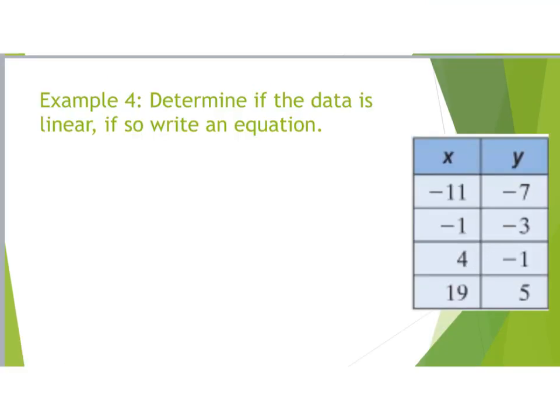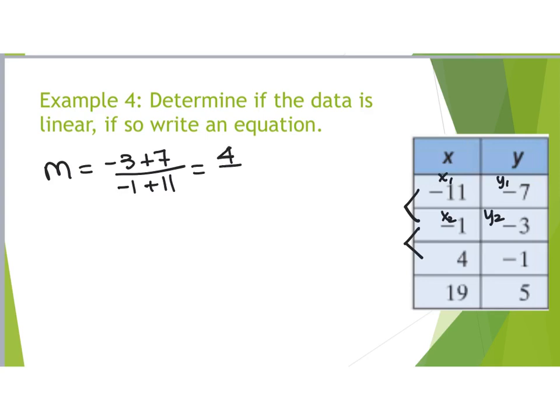And for our last example, I'm again going to pick my first 2 points and then my second consecutive set. It says determine if the data is linear. If so, write an equation. So for my first slope, I have x1, y1, x2, y2. Here I have negative 3 minus a negative 7, which becomes negative 3 plus 7, divided by negative 1 minus 11, or negative 1 plus 11 is what it becomes. Negative 3 plus 7 is a positive 4. Negative 1 minus 11 is really a negative 10. So I end up with a slope of 2/5.